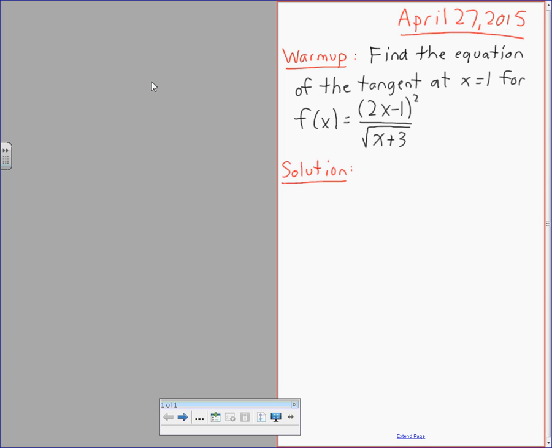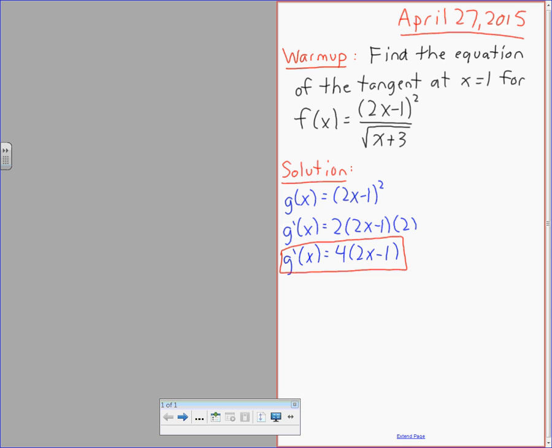We're going to say g of x equals 2x minus 1 squared. G prime of x is equal to 2 times 2x minus 1 times 2, so g prime of x is equal to 4 times 2x minus 1. And then h of x is equal to x plus 3 to the 1 half. So h prime of x is equal to 1 half x plus 3 to the negative 1 half. And hopefully that is so far so good.